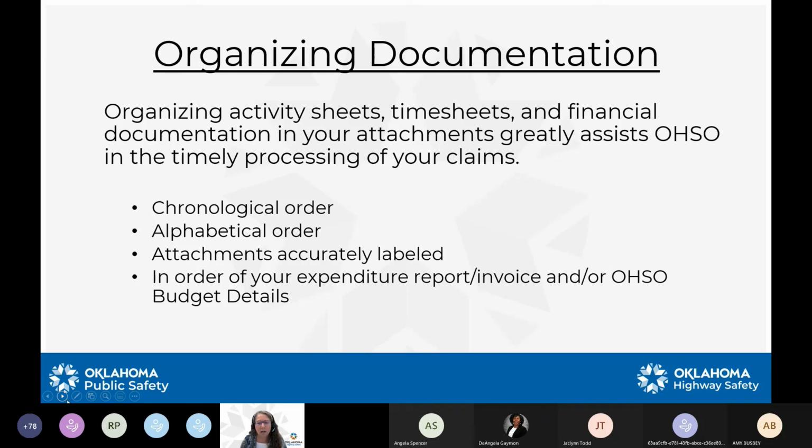Make sure you're identifying your attachments accurately. Sometimes we can forget what we've uploaded and not identify it properly. Some agencies even upload documents in the order of the expenditure report, the invoice, or even the highway safety budget details. So maybe the first documents are your salary, so you're putting all of your salary documents in there, anything to report salaries of your employees, and then the next is your benefits, and so on, depending on the line item, operating costs.